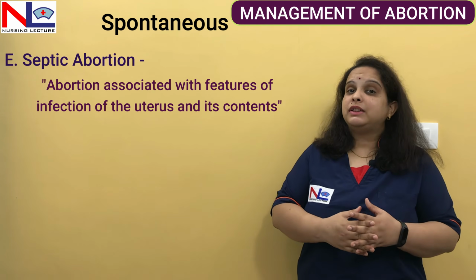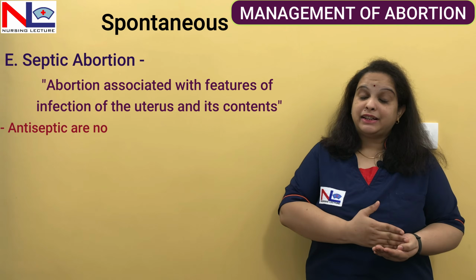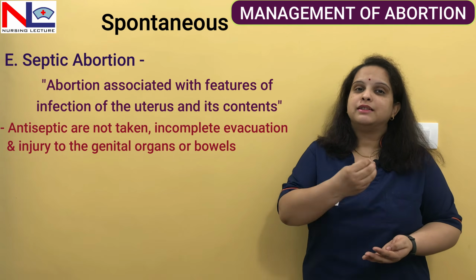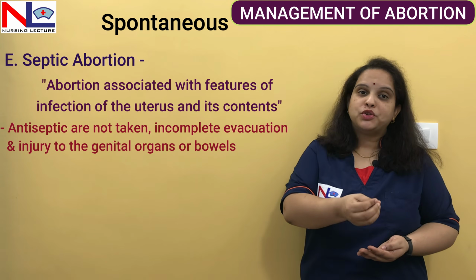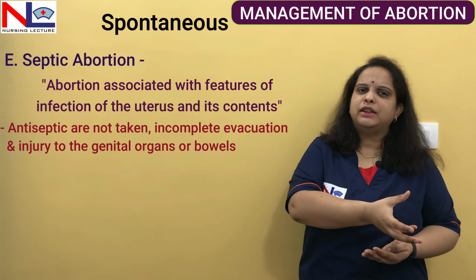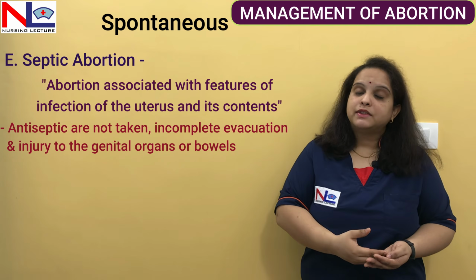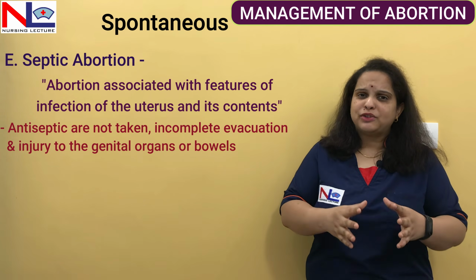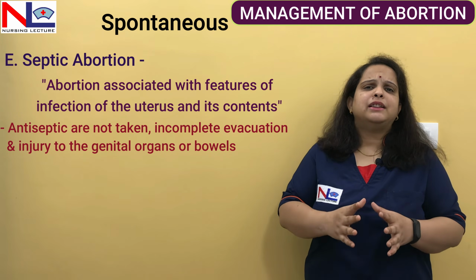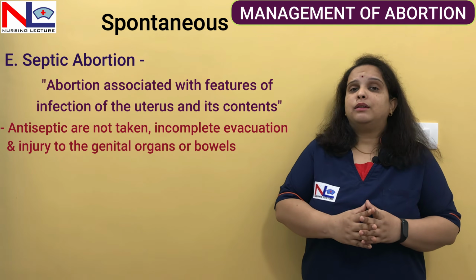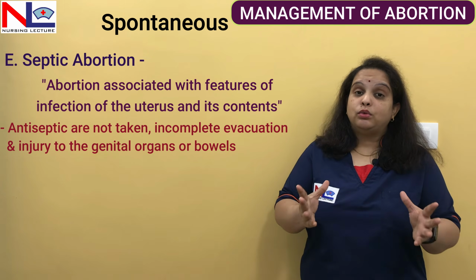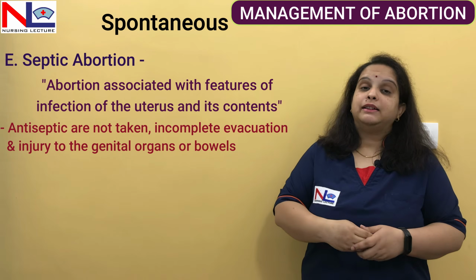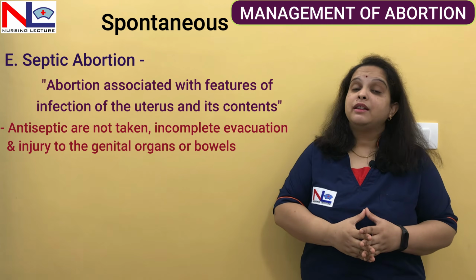So septic abortion can be because of aseptic techniques, it can be because of the retained tissues or the conceptus, that is incomplete evacuation of the uterus, something left remaining in the uterus, that may be the reason for sepsis, and that can be because of any genital tract injury, especially in the bowel region. So in either of the reasons, once the infection ascends in the uterus, or it may go beyond the uterine cavity, that can cause septic abortion.